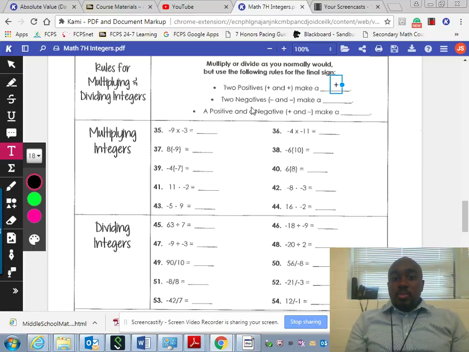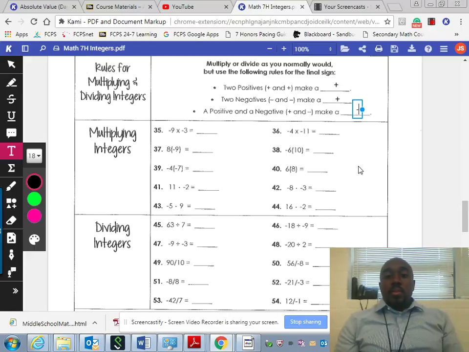If we are multiplying two integers that are both negative, then our answer is also going to be positive. And now, last but certainly not least, if we are ever multiplying two integers that have different signs, whether it's positive times a negative or a negative times a positive, then the answer will always be negative.